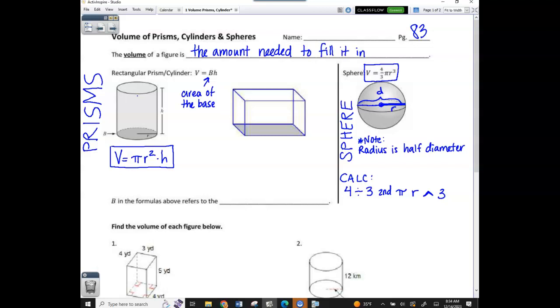What if it's a rectangle? Oh, well, you should know this from middle school. Length times width times height. That's because the area of a rectangle is length times width, and then because it's 3D, you've got to multiply it by the height.